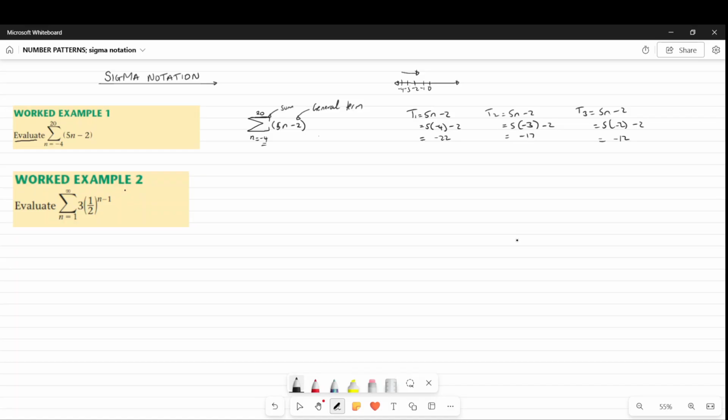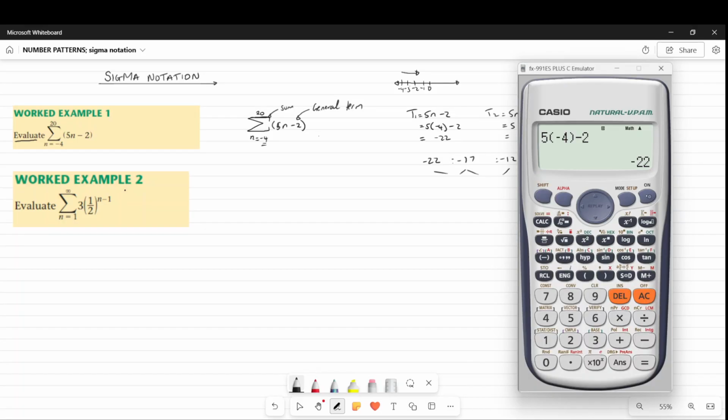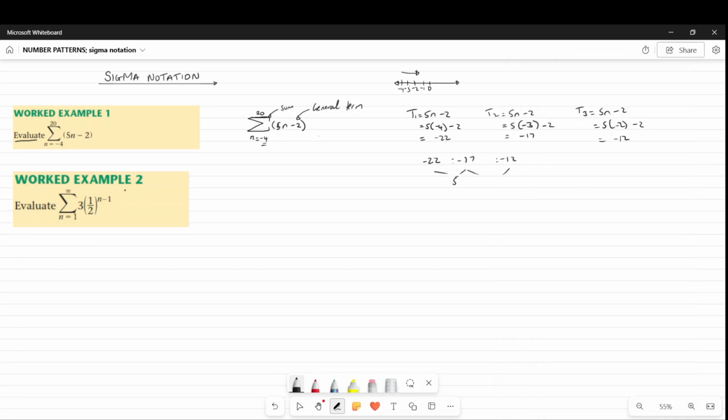As you can see, we got our first three terms: -22, -17, and -12. Now what we can do is get the common difference. Our common difference is -17 minus -22, so we got this to be 5, and over here 5. So this is our d.